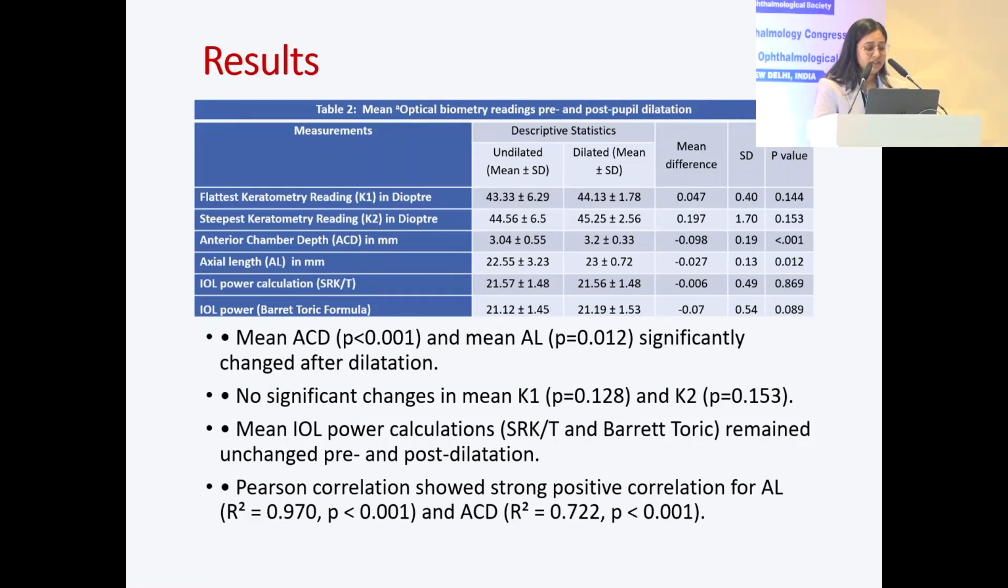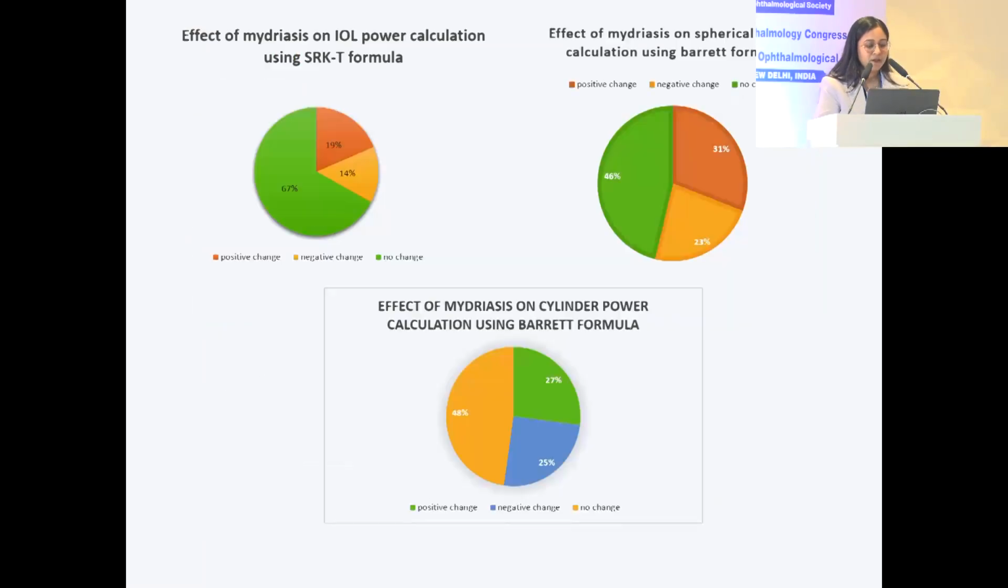These are the results. The mean ACD and mean AL were significantly changed after dilatation, but there were no significant changes in mean K1, K2 or axial length pre and post dilatation, and mean IOL power calculations were not affected statistically significantly using both SRK/T as well as Barrett Toric formula.